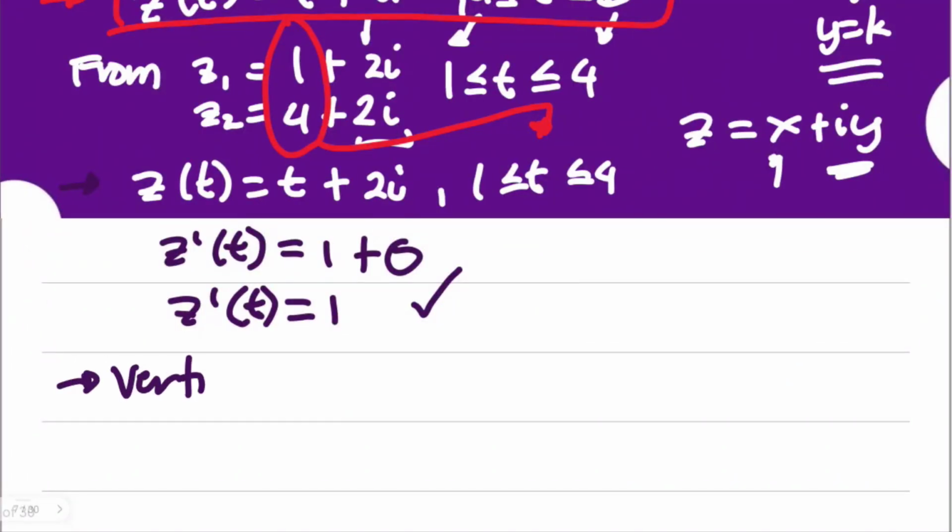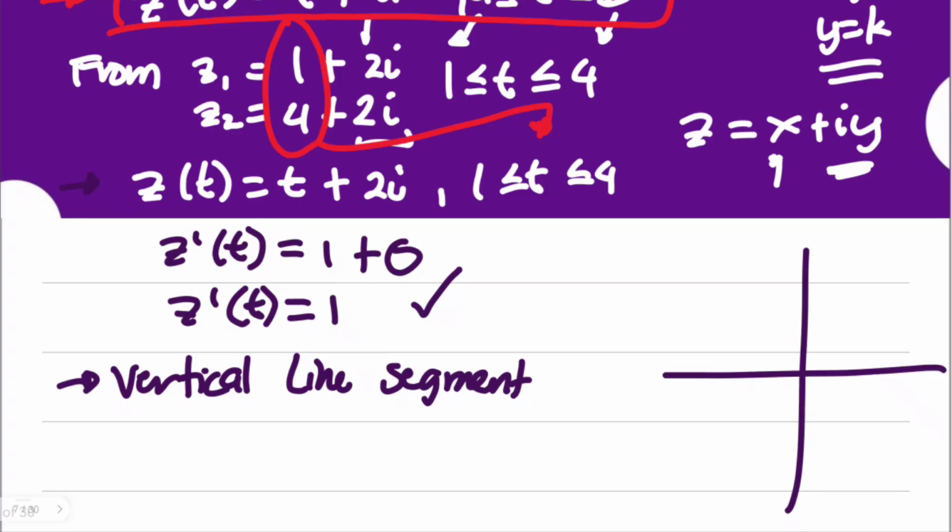A vertical line segment. We know in our plane, okay, this is our plane. If it's vertical, the value that will not change is actually the x value, right? It's the x value that will not change. But all the values on your y will actually change. So it would actually differ from one location to the other.